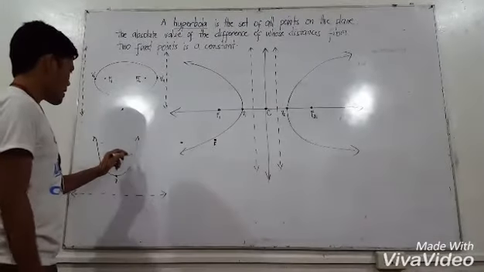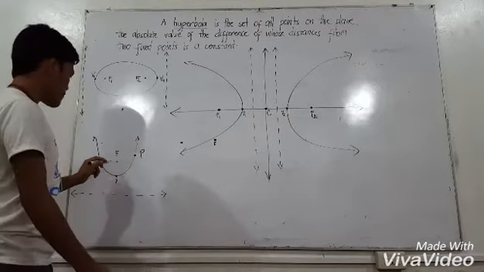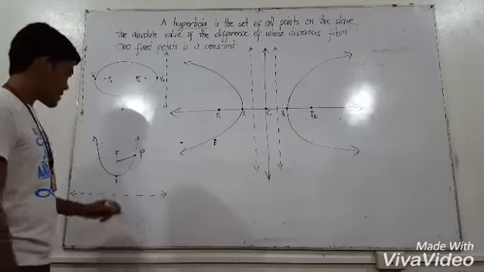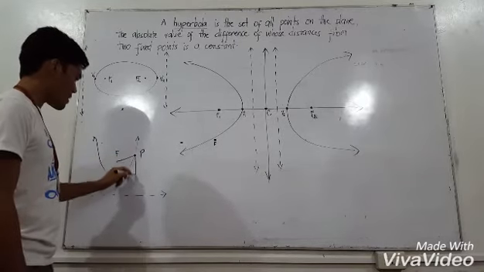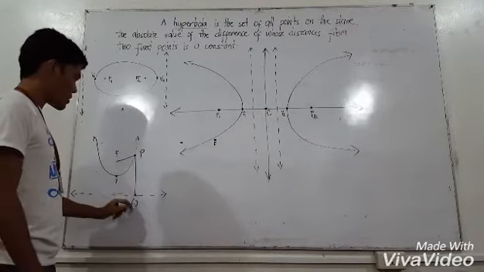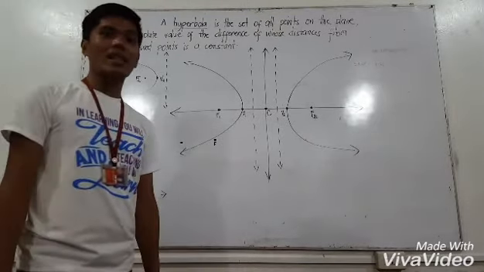If you have the point P, then the distance from F to P is the same as the distance from P to a point on the directrix. This is your point Q. These line segments are of equal length.